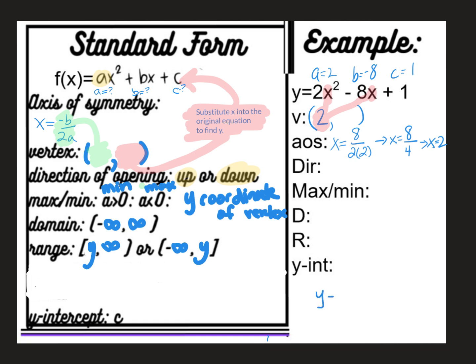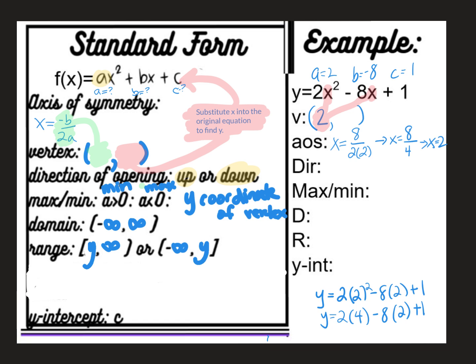So I'm going to find my vertex. Y equals 2. Instead of x squared, I put 2 squared minus 8 times 2 plus 1. Then I do order of operations. 2 to the second power is 4. Do your exponent first. I don't multiply first. I always do my exponent first.